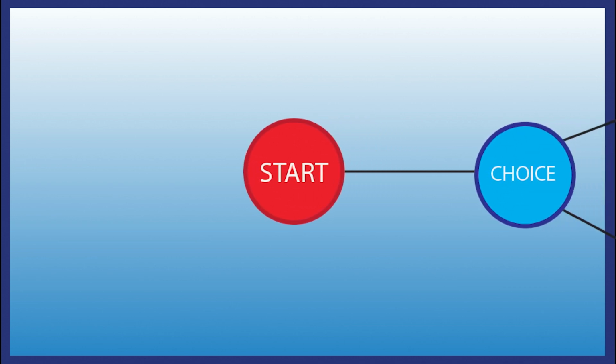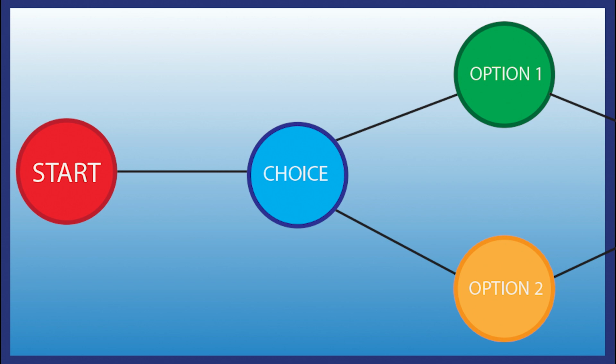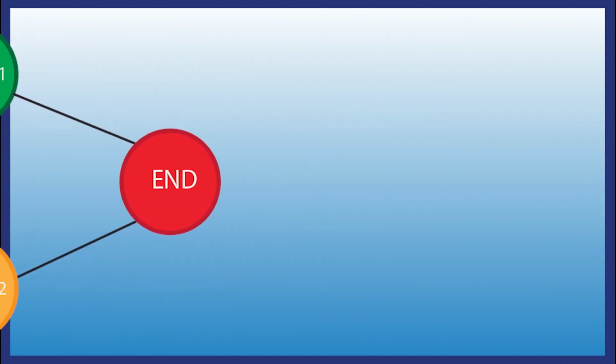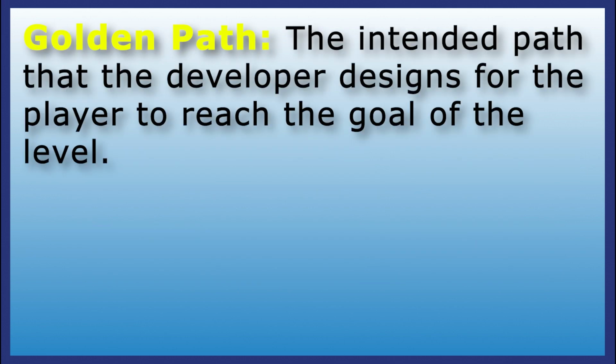Aside from outlining a specific path for the player, the flowchart can also explain where certain events can create branching paths and deviations in the level. You can also use the flowchart to try and figure out the critical path and the golden path. These are two important terms that you should be familiar with as a level designer. The golden path is the preferred path that the developer intends for the player to take in order to reach the end of the level, which is the intended experience.